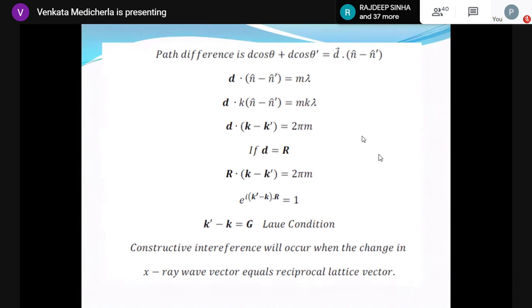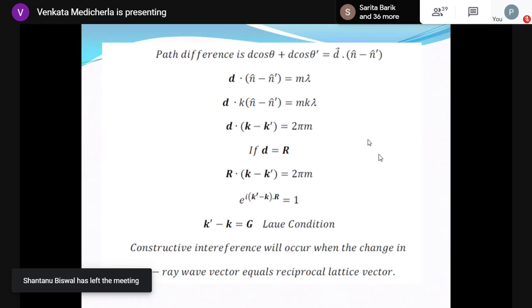Is it not right? e power i into 2 pi m is 1. e power minus i into 2 pi m is also 1 actually. So I have put it like that here. I will not put k minus k prime, but I made it k prime minus k, because R dot (k minus k prime) is 2 pi m, an integer times 2 pi. R dot (k prime minus k) is also minus 2 pi m. But both will give you 1. So I have changed that thing here.